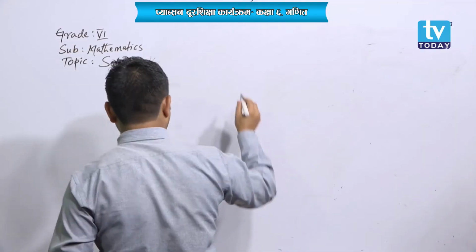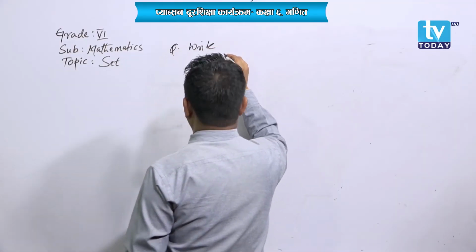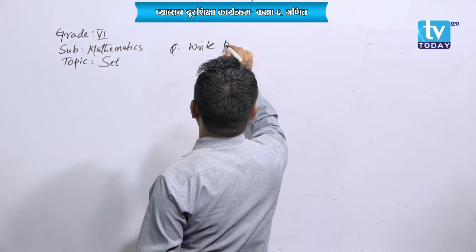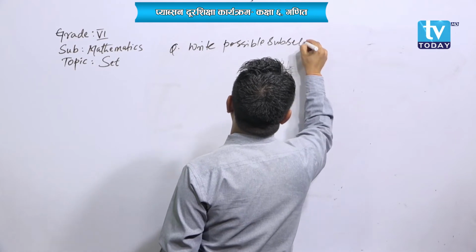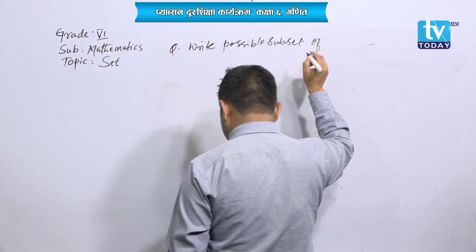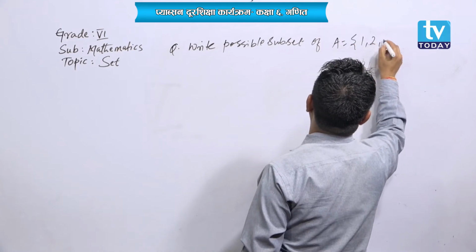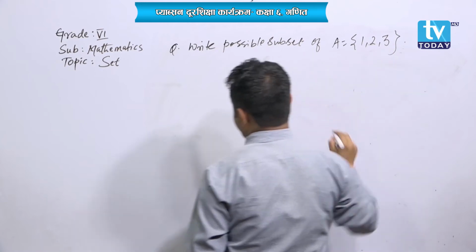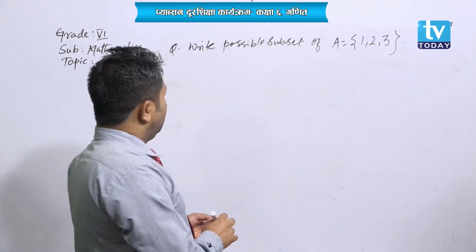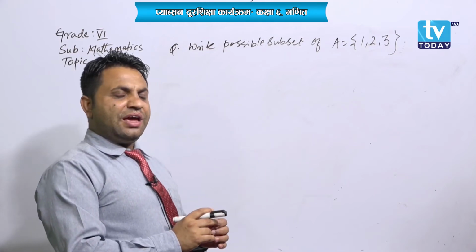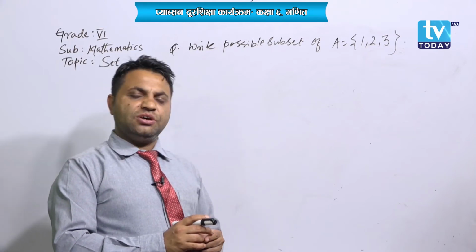Okay, now another question. Write possible subsets of a set. Now we already discussed subsets. Okay, if there are two sets A and B, if every element of set A is also in set B, then you can say that A is a subset of B.